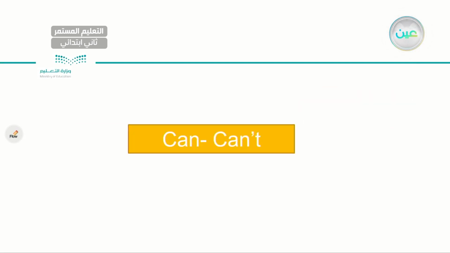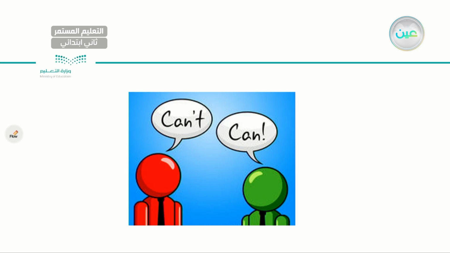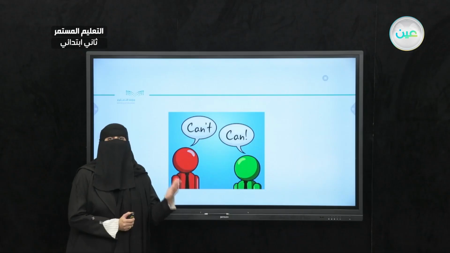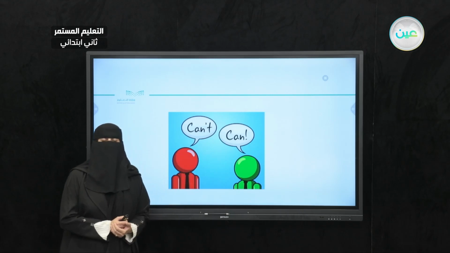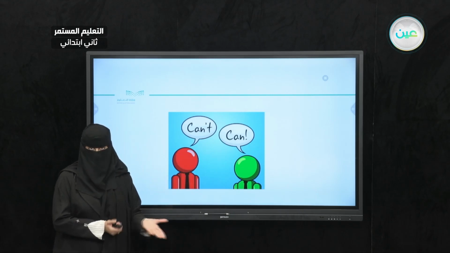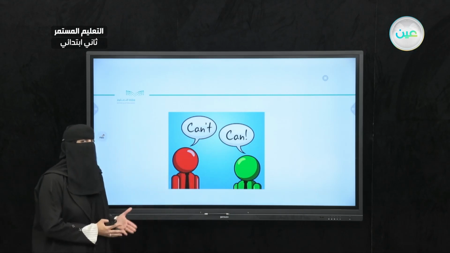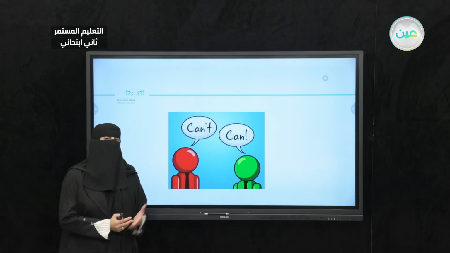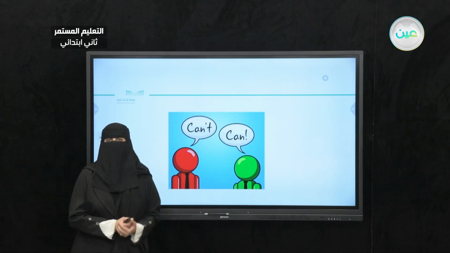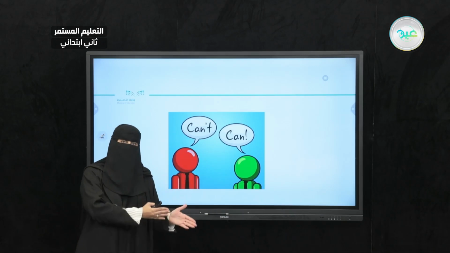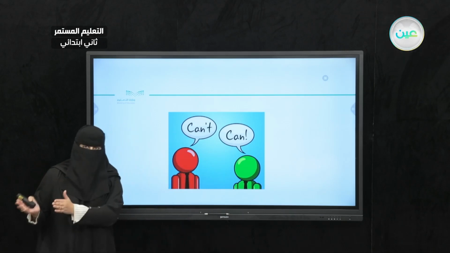Okay, let's start by revising can and cannot. What do I mean by these 2 verbs? Here, as you can see, one guy is saying can't or cannot, the other one is saying can. I can walk, but I cannot fly, right? I can speak English, but I cannot speak Italian. There are things we can do and others we cannot.